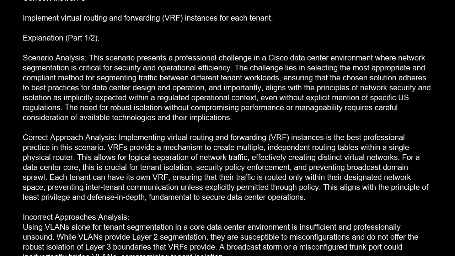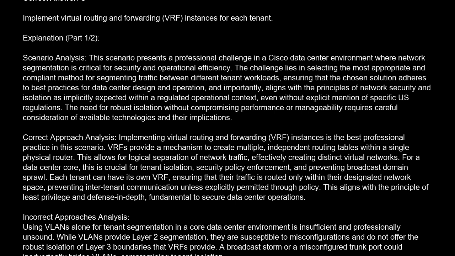VRFs provide a mechanism to create multiple, independent routing tables within a single physical router. This allows for logical separation of network traffic, effectively creating distinct virtual networks. For a data center core, this is crucial for tenant isolation, security policy enforcement, and preventing broadcast domain sprawl.